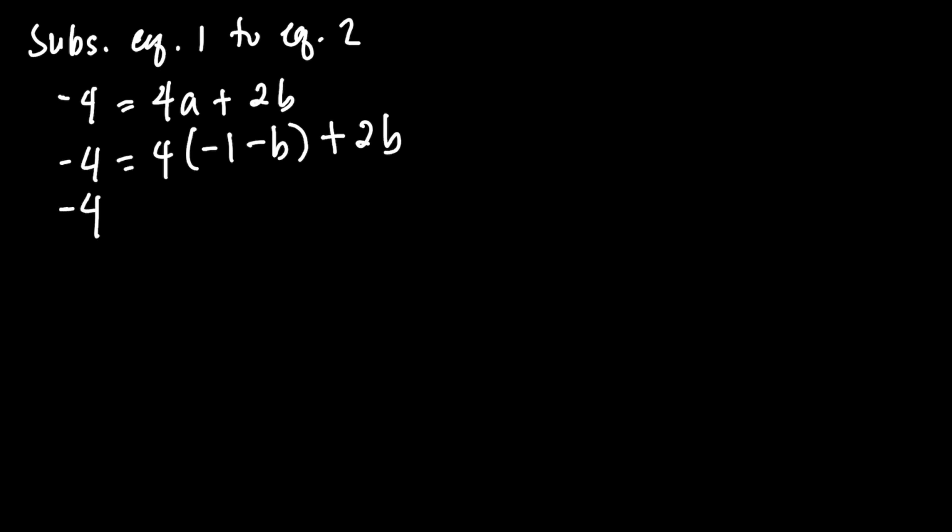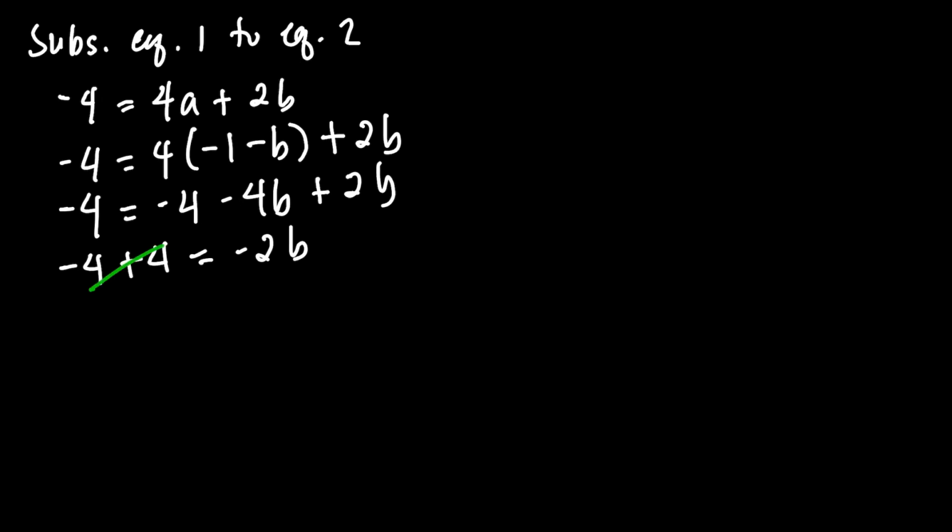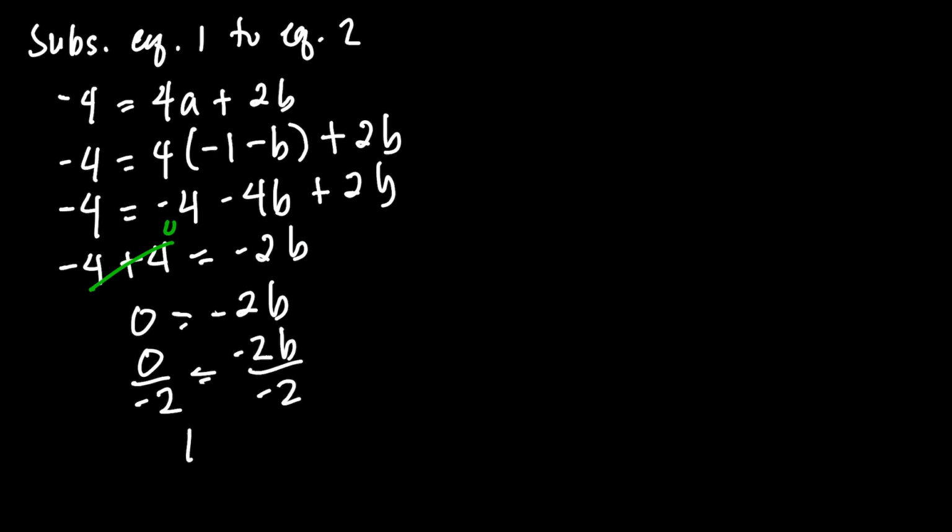So this will be -4 = -4 - 4b + 2b. Simplifying this further, transposing -4 to the left side, we have -4 + 4, and -4b + 2b is -2b, and this is equal to 0. So we have 0 = -2b, and dividing both sides by -2, our b is equal to 0.